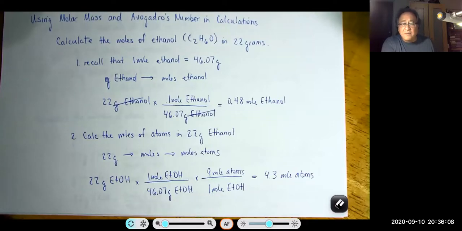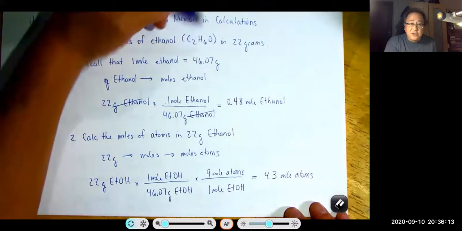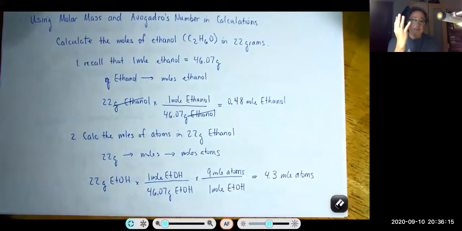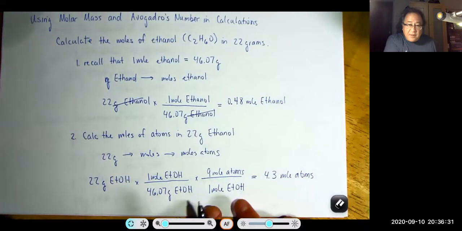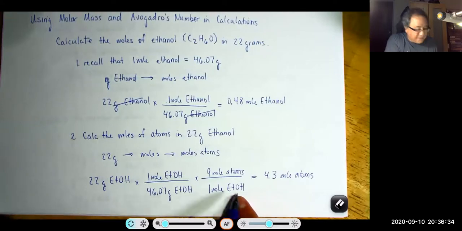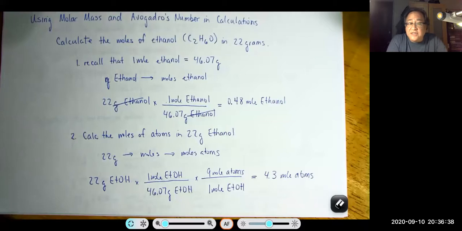How do I get 9 mole of atoms? Well, remember, if I have 1 mole of this, that means 2 mole of carbon, 6 mole of hydrogen plus the 2 for carbon is 8, plus 1 oxygen. That's 9 mole of atoms, okay? So I have 9 mole of atoms per 1 mole of ethanol. You might be wondering what happened to the rest of the spelling of ethanol? And the answer is this is a common abbreviation for ethanol, Et, uppercase O, uppercase H.